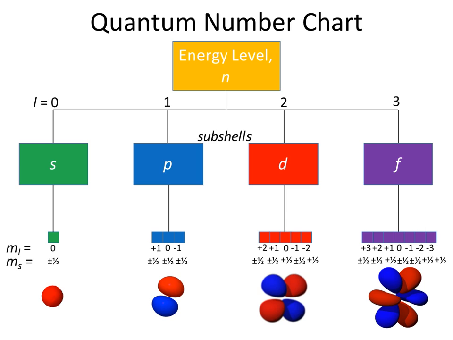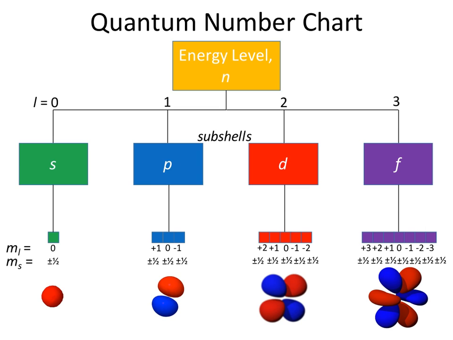Again, to figure out the orientation, we have to use our ML value. So remember that ML is equal to negative L to positive L. If L is equal to 0, the only value you can have here is 0. Again, each orbital, kind of represented by this box, can hold two electrons, one in the positive spin direction and one in the negative spin direction.